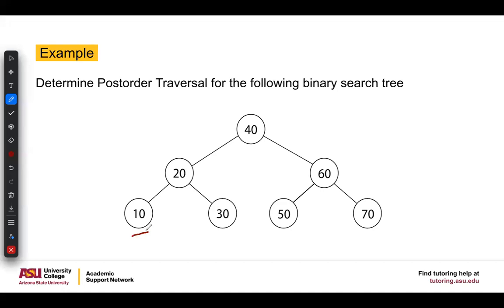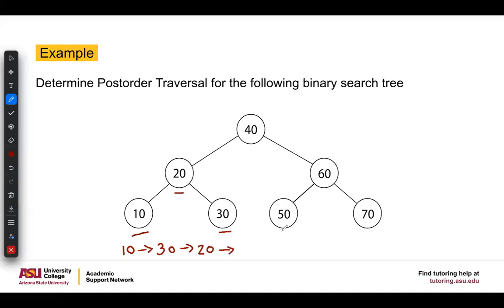So we'll first visit the left node, that is 10, then we'll visit the right node, 30, then the root node of the left subtree, 20.